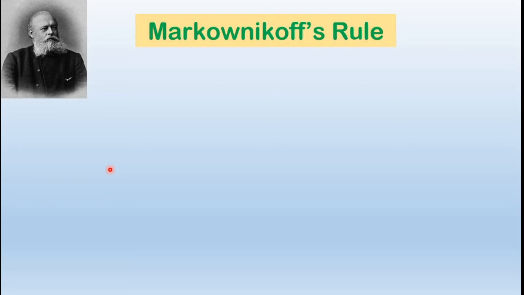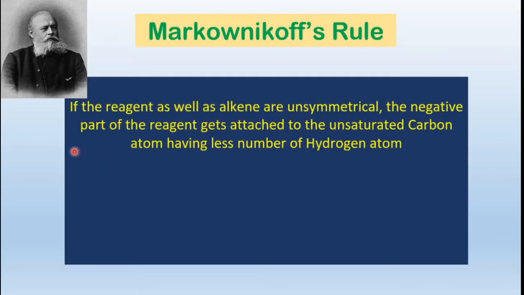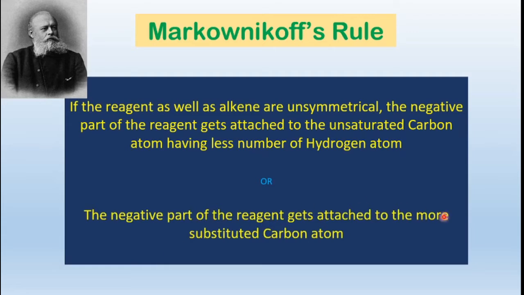According to Markovnikov's rule, if the unsaturated reactant as well as the reagent are unsymmetrical, then the negative part of the reagent gets attached to the unsaturated carbon atom having less number of hydrogen atoms. Or in other words, we can say that the negative part of the reagent gets attached to the more substituted carbon atom.